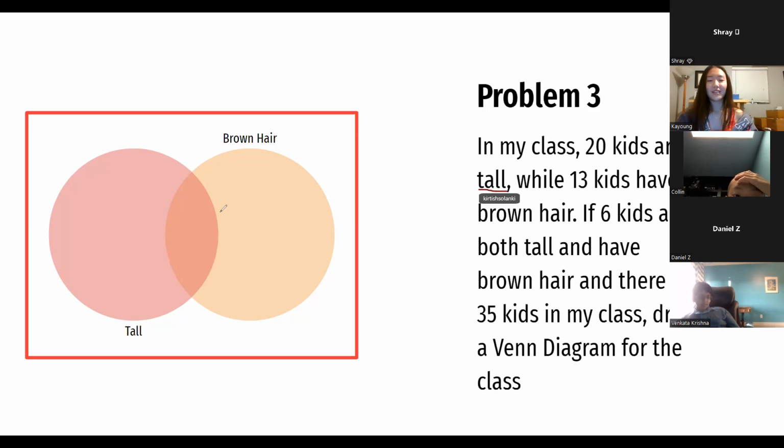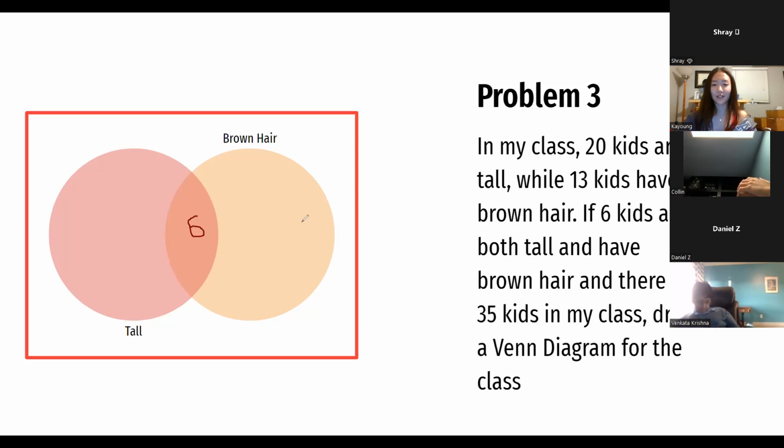Okay, so the thing Shrey first did was put 6 in the middle and then 20 here and 13 here. And that's probably what most people would do if you haven't worked with Venn diagrams a lot, but that's the trick of the question. So it says that 20 kids are tall while 13 kids have brown hair, but it didn't say that 20 kids are just only tall, and then 13 kids only have brown hair. So the 20 and 13 include the kids that are in the middle that are both tall and have brown hair.